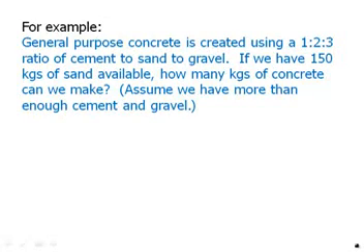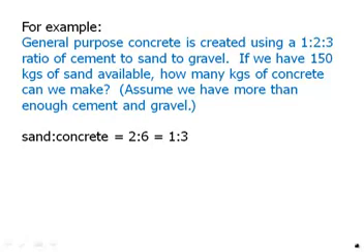So the first thing I'll do to solve this is think about proportions. We want to relate sand, the part, to concrete, the whole. So there's 1 plus 2 plus 3 parts. That's 6 parts in the whole. So sand to the whole is 2 to 6. Sand to concrete is 2 to 6, and we can simplify that as 1 to 3. Sand accounts for 1/3 of the total weight of the concrete.